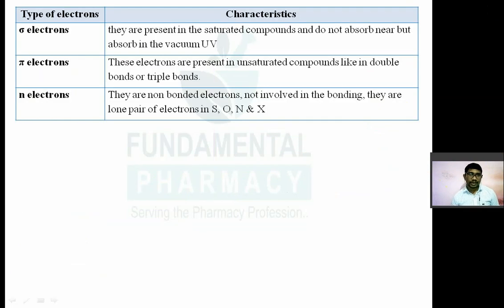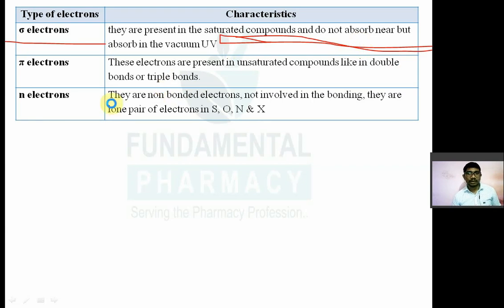So sigma electrons are present in saturated compounds, and do not absorb in the near UV but absorb in the vacuum UV. Saturated compounds have single, covalent, sigma bonds, so they do not absorb UV rays in the 200 to 400 nanometer range, but they absorb in the vacuum UV, less than 190. Normally in 200 to 400 nanometer, sigma electrons are not excited. If the wavelength is less than 190, that is vacuum UV, then sigma type electrons are excited.